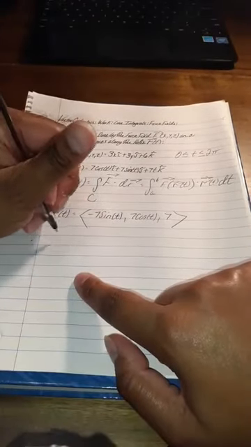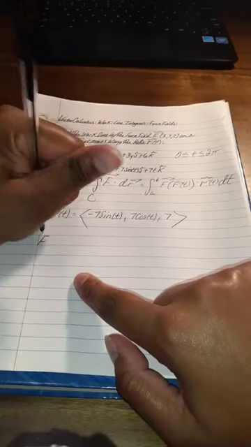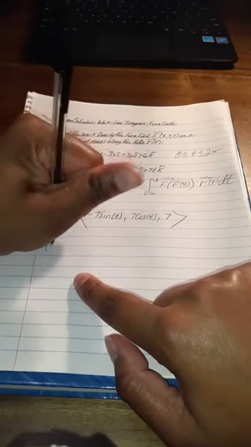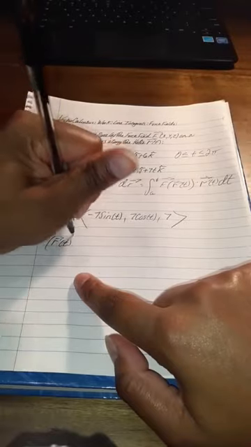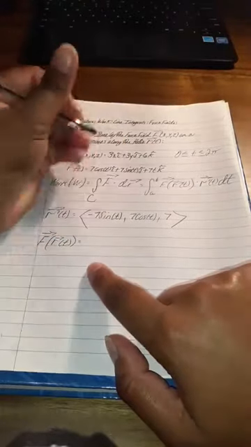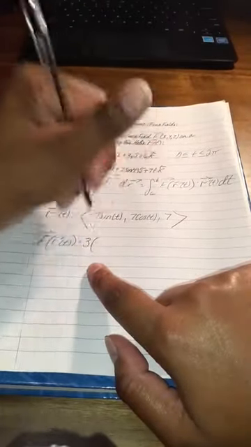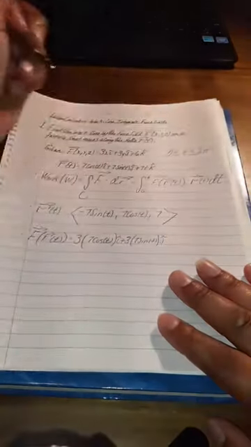Now what we need is F of r of t, so let's get that. So we just got to plug it in. So it looks like we're going to have 7 cosine of t i plus 7 sine of t j, and then we'll have plus 6k.